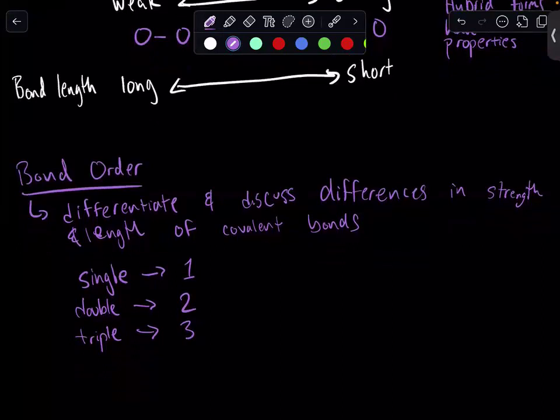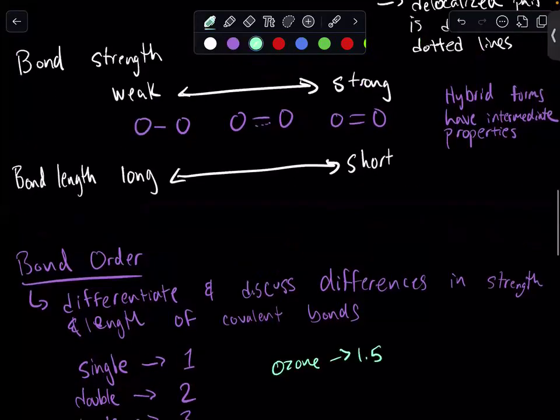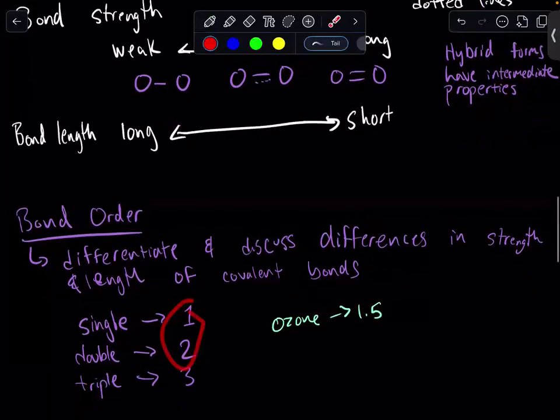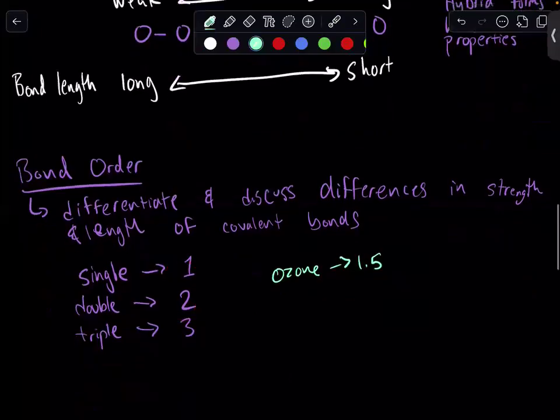Now, ozone has a bond order of 1.5. You might have been able to guess that because all of its bonds are in between a single and a double. So they're somewhere in between a single and a double, 1.5. And we actually have an equation to figure out bond order.